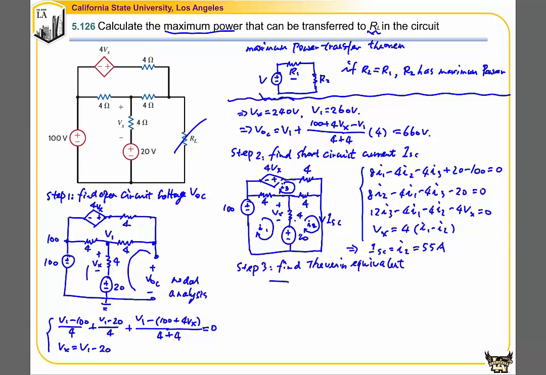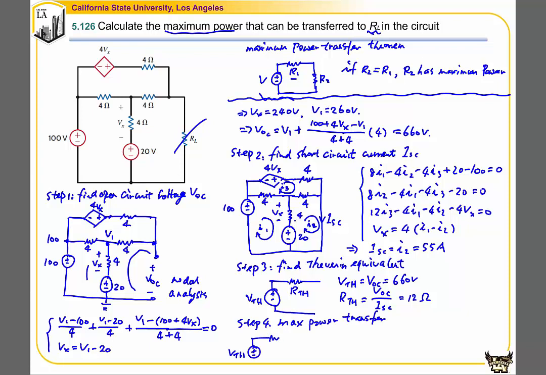So step 3 is to find the Thevenin equivalent of the circuit. The Thevenin equivalent becomes one voltage source with a value of VTH with a resistor RTH in series with that. We also know that VTH is equal to VOC, which we found before, that is 660 volts. And RTH can be found by using VOC over ISC, which is 12 ohm. The last step is to use the maximum power transfer theorem. We know that for a circuit like this, it requires RL equal to RTH, which is 12 ohm, such that it will receive maximum power, which is equal to V squared over R, where V is half of VTH, over RL. That gives us 9,075 watts.